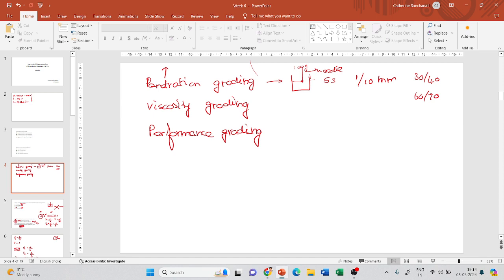Now, how can you judge bitumen? If the penetration value is less, then my bitumen is stiff, and if it is high, my bitumen is soft. So this is what they did for penetration grading. But this test was done only at 25 degrees Celsius, right?